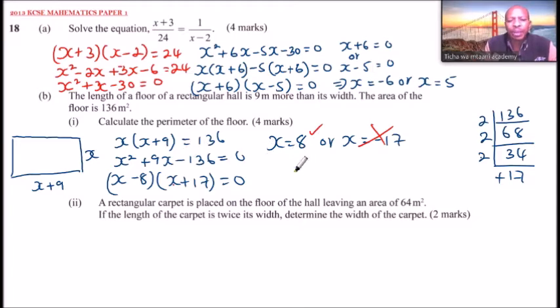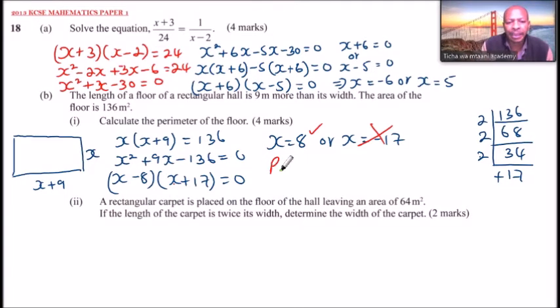And since we are required to find the perimeter, it is equals to 2 times length plus width. So we got our width is 8. So 8 plus, you add 8 plus 9, you get 17. So this will give you 25. 25 you multiply by 2, you get 50 centimeters. So that is how you get the perimeter.